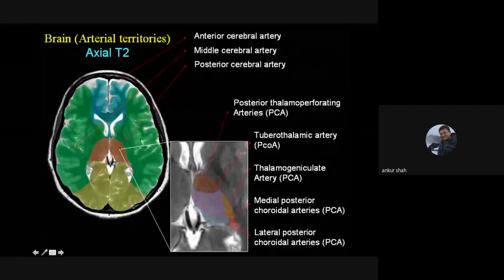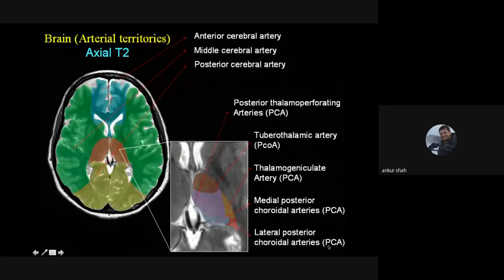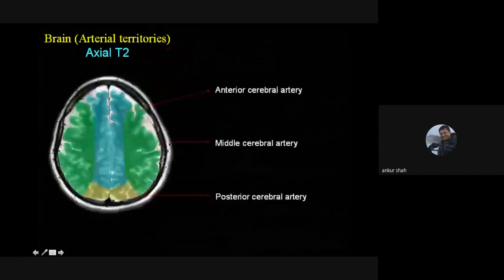And this is the thalamus. The thalamus has multiple arterial supply, but most of them are branches of the posterior cerebral. So whenever there is an infarct of the posterior cerebral artery in the posterior temporal or occipital lobe, look for the thalamus, because the thalamogeniculate artery, the choroidal arteries, the lateral posterior choroidal arteries, all these are coming from the posterior cerebral artery and supplying the thalamus. So look for infarct in this region also.